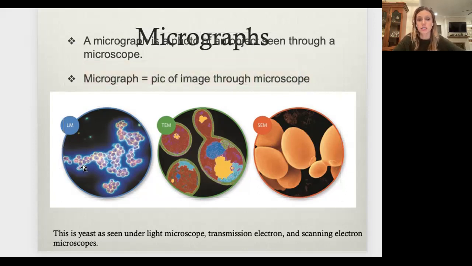And this is a micrograph example of yeast. All of these are yeast, and these are different images from different microscopes. This is a light microscope, which is what we would see in the lab. This is a transmission electron microscope, and this is a scanning electron microscope. These are all yeast, but it's cool that you can see different things examining the same specimen under different microscopes.